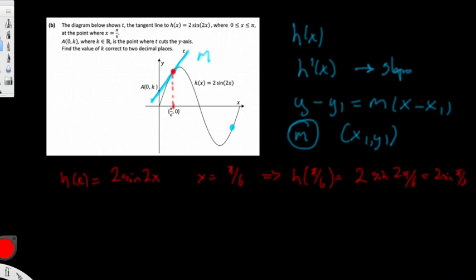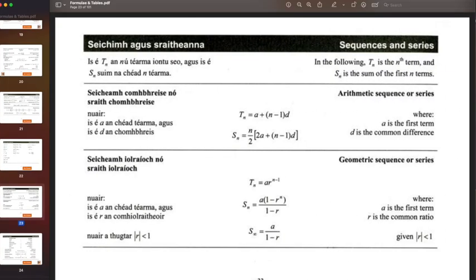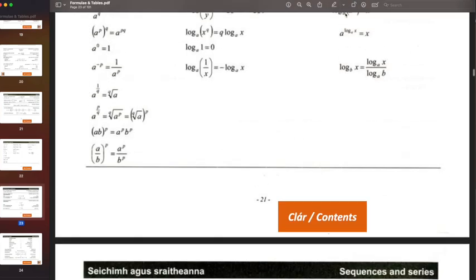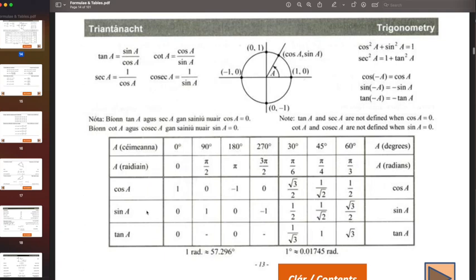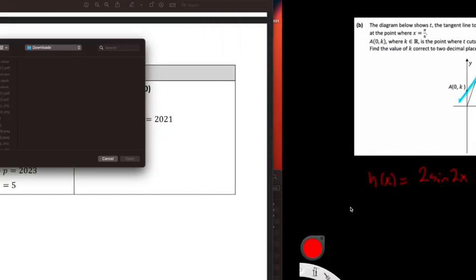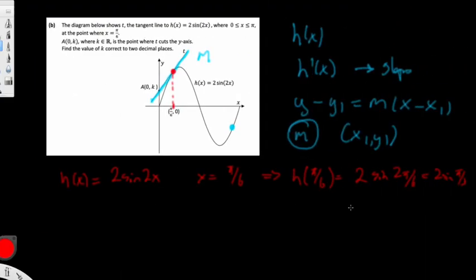Okay, and then sine of pi over 3, we can look in the formula book for that one, because pi over 3 is 60 degrees, so sine of 60 degrees is root 3 over 2, or you can put it into your calculator as well. So that tells us that it's equal to 2 times root 3 over 2, and then that's root 3, okay? So that point there is pi over 6 for the x and root 3 for the y, okay?